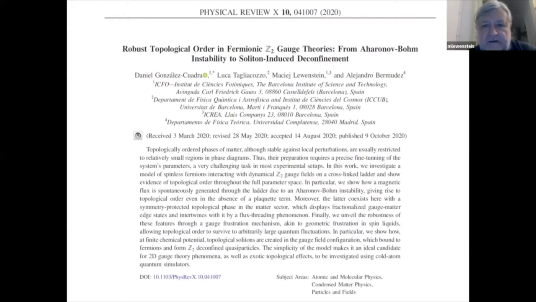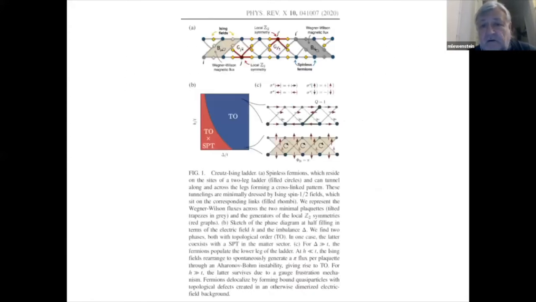We published a paper about something which is known as the Creutz ladder. It's known in high energy physics as a paradigmatic model, but here the mechanism of generating deconfinement due to the appearance of quantum solitons and hadronic bound masses is completely new. So there are systems that we can study with ultracold atoms and ions and can bring physics that is not known.